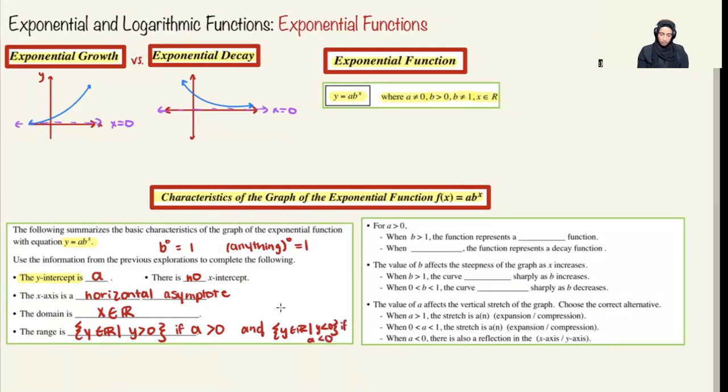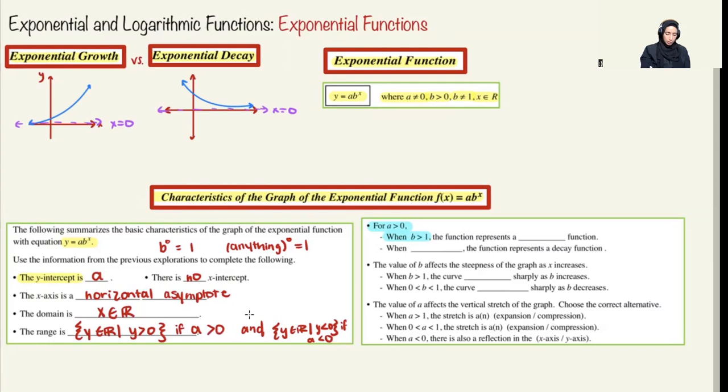Okay? All right. Now, let's have a look at some conditions over here. So if we're saying that we have an a that is greater than 0, okay? So if we have a greater than 0, then when b is greater than 1, the function represents what? It represents a growth, okay?